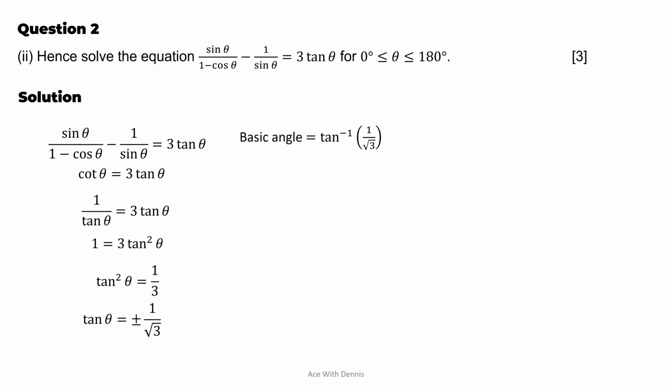We can solve this equation by first finding the basic angle, which is the inverse tangent of 1 over square root 3, and the answer is 30 degrees. The range of theta that we need to find is from 0 to 180 degrees. So theta will be 30 degrees and 180 degrees minus 30 degrees, so theta is 30 degrees and 150 degrees. This is the answer.